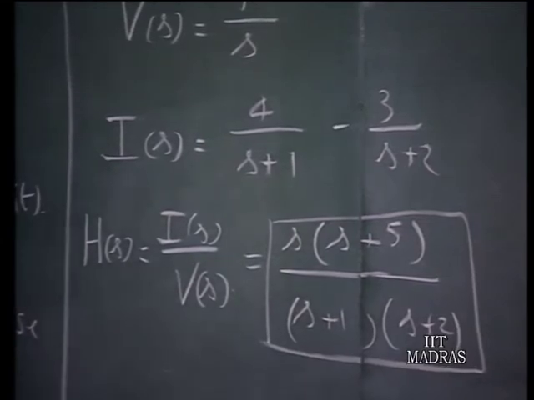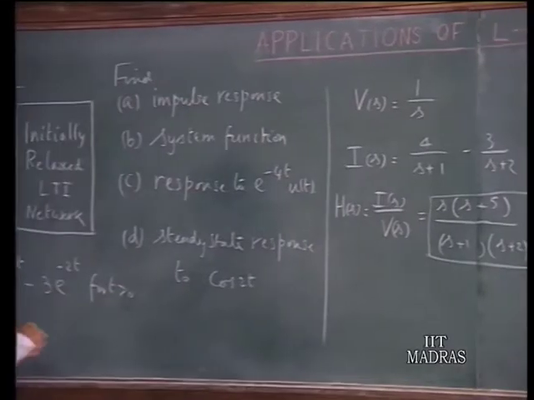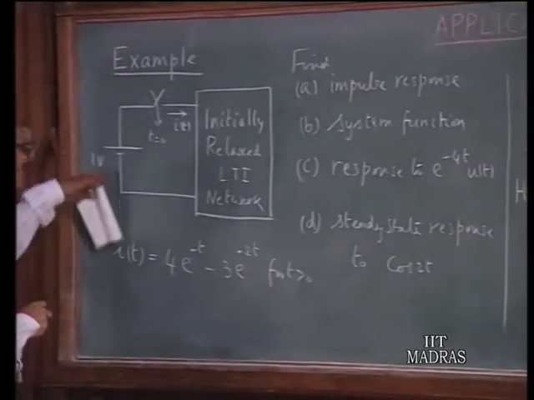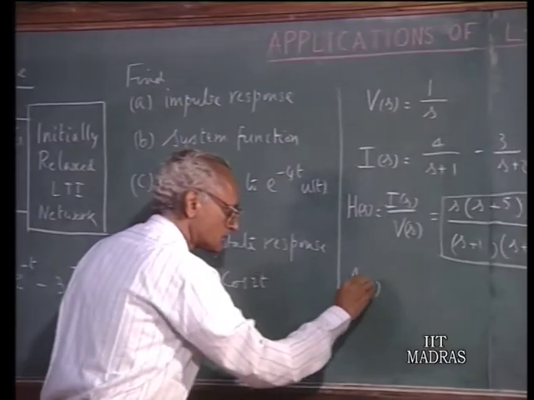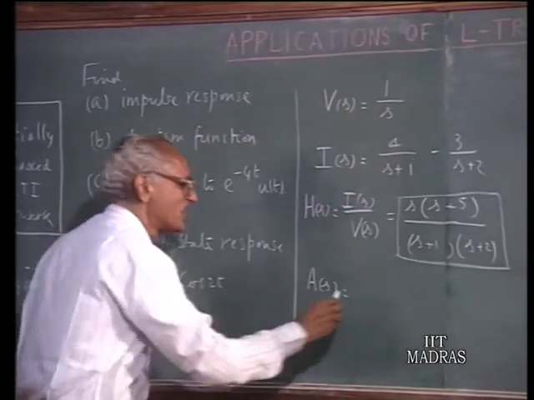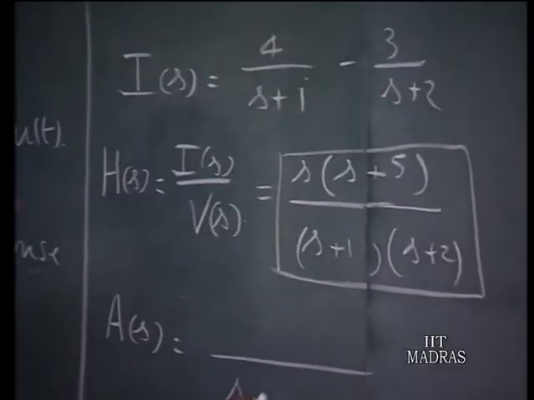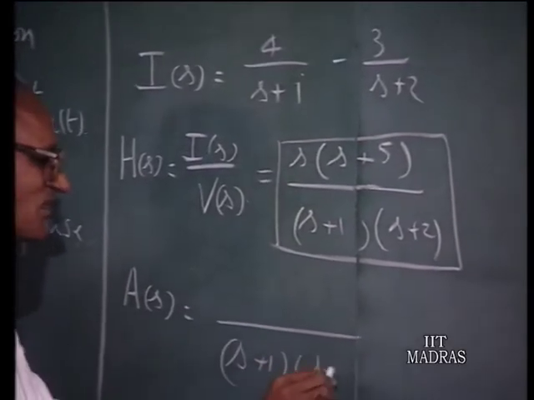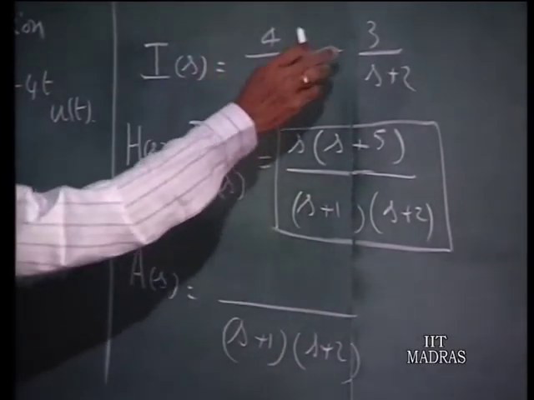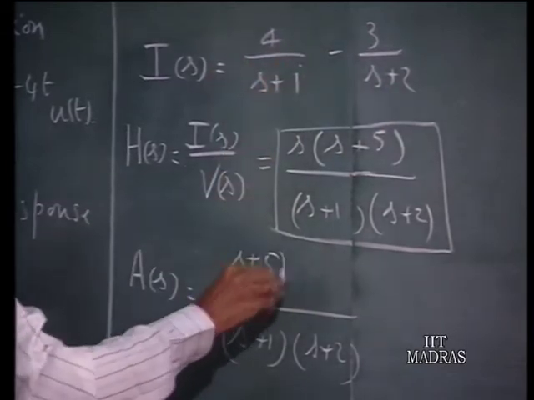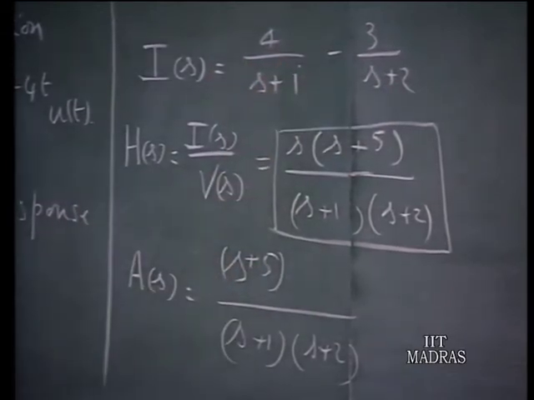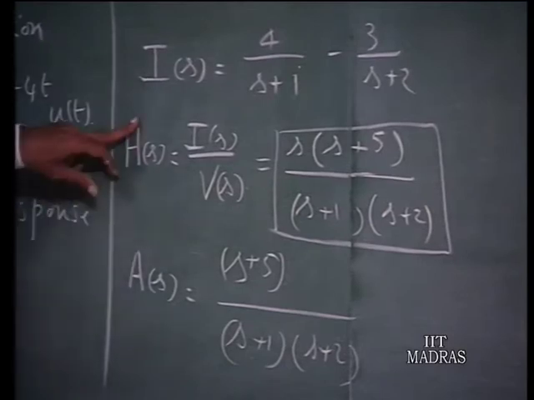If you look at this, I(s) can also be thought of as a step response because the input is one unit step. Therefore A(s) is simply this one. So it is s plus 1 times s plus 2, with numerator 4s minus 3s, that is s, plus 8 minus 3, 5. So this is A(s). You can see that H(s) is s times A(s). That is a result which we already know.